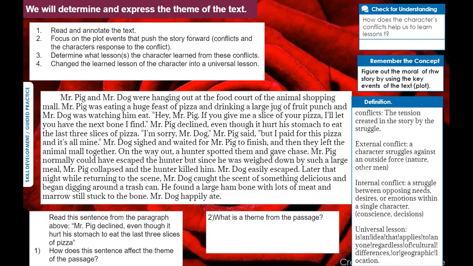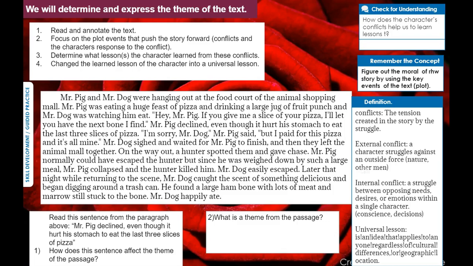So, read and annotate the text. Now, when we're reading and annotating to find a theme, we're going to focus on the plot events. The reason why I put events behind plot is so that you'll know that we're looking at the events that push the story forward, the conflicts, and the character's reactions to the conflict. And then from there, we're going to determine the lesson or lessons that the character learned from these conflicts. Then we're going to change that learned lesson of the character into a universal lesson.